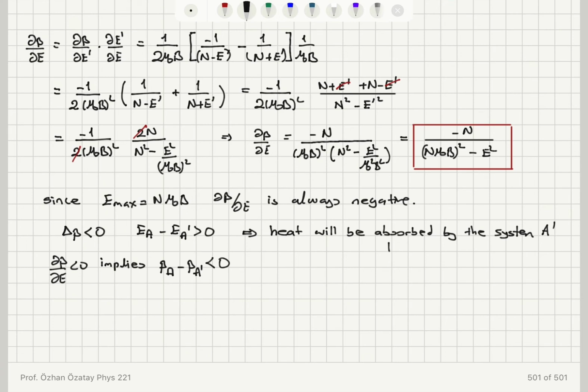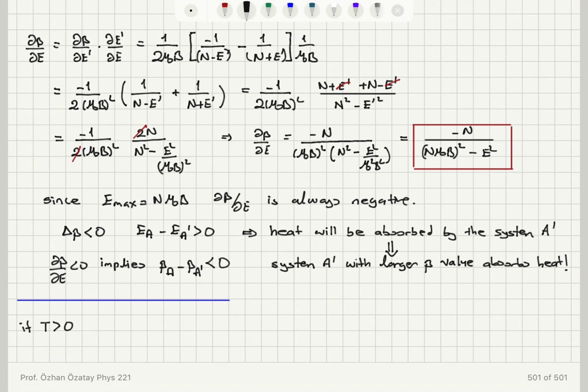So this statement is equivalent to saying system A prime with larger beta value absorbs heat. So initially when we talk about a positive temperature situation, let's think about it. If temperature is positive, the larger beta, since beta is equal to 1 over kT, large beta corresponds to lower temperature. So it indeed implies that this will absorb heat.